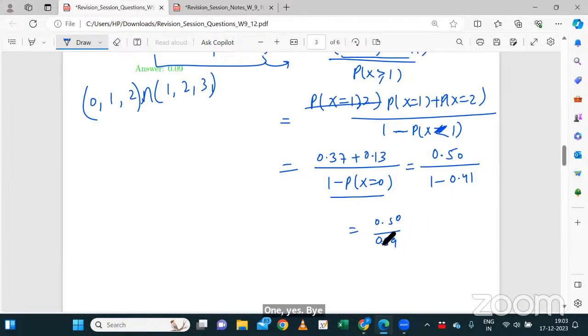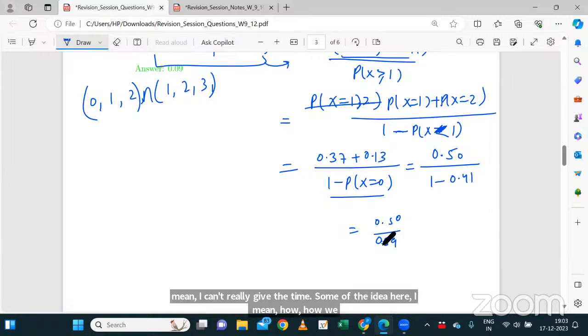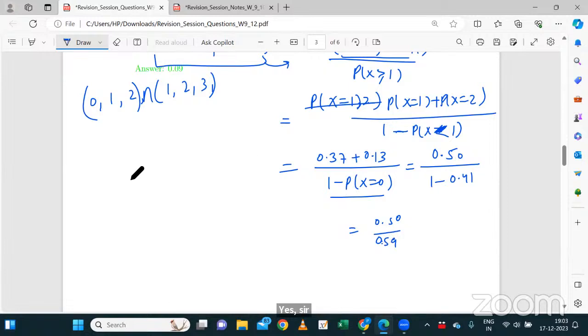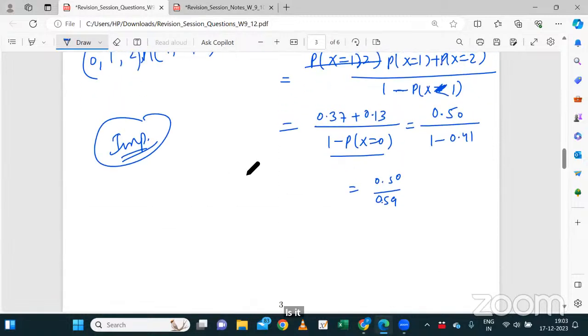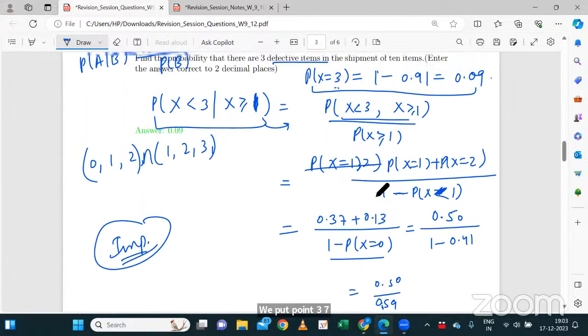Okay, is some rough idea clear? How we find the probabilities from the given CDF, right? One important hint: this is an important kind of question. You can expect this kind of question, this level of question, in your interview. Sir, why do we put 0.37, divide by 1 minus P of x less than 1?